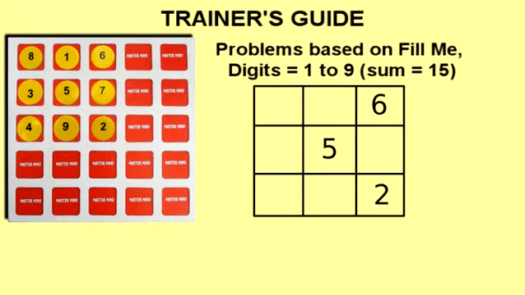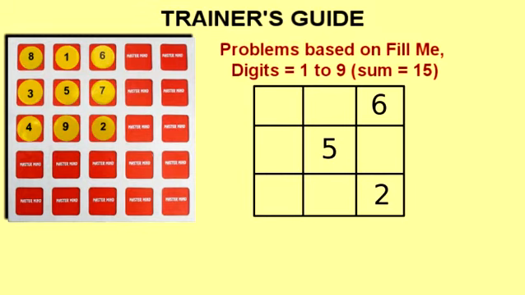Hello everyone. This tutorial is for the trainers, on how they can verify whether the kid has filled the filmy grid correctly or not in a quick way. Starting with the 3x3 grid, there are 3 conditions to satisfy. Now here you can see digits are from 1 to 9 and the sum is 15.